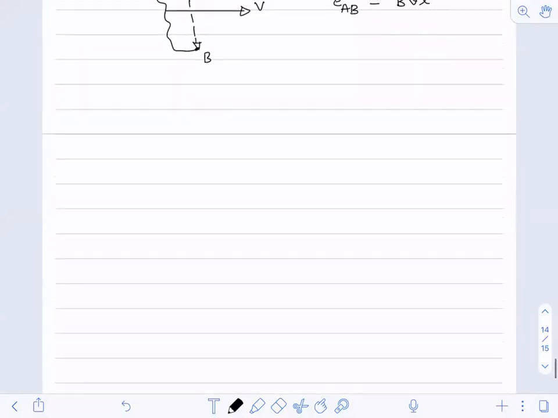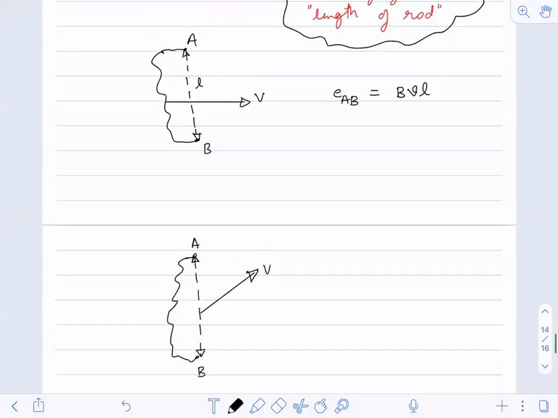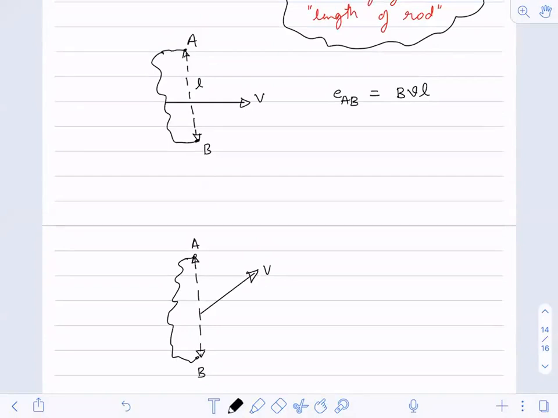Now same way, same wire AB. This is the length. But right now, what is happening? This is moving in this direction. The velocity is not as we have drawn over here. You can see this. So now what you will do, you will take this as theta.